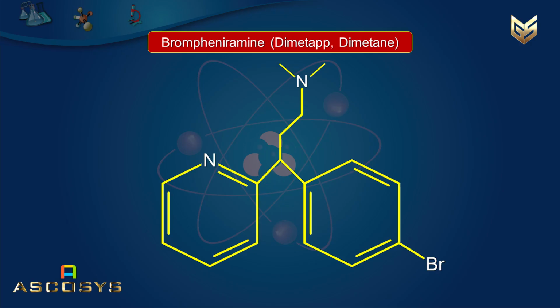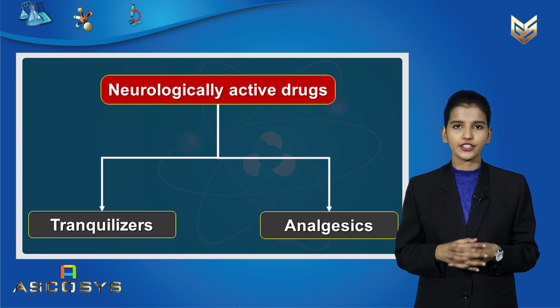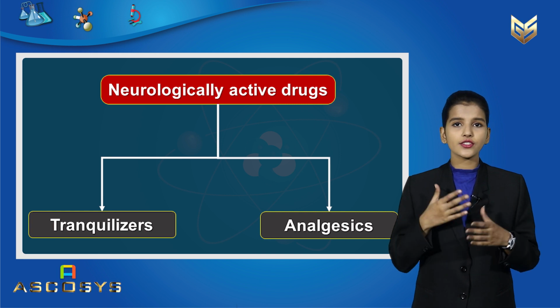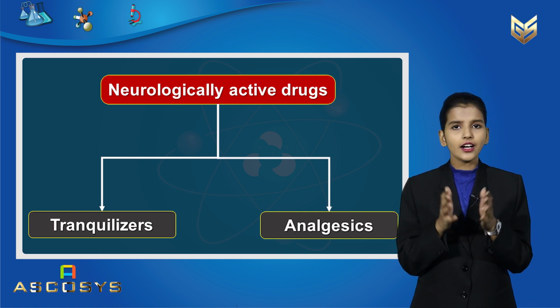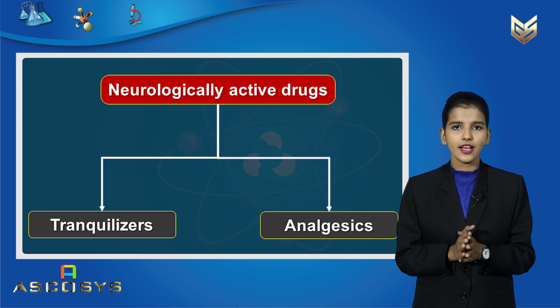Some important examples of antihistamines are brompheniramine and terfenadine. You can see the structures of brompheniramine and terfenadine on the screen. So, these two are important examples of antihistamines. Now, let's move on to another important class of drugs, that is neurologically active drugs. These drugs affect the message transfer mechanism of our body. There are two classes of neurologically active drugs. These are tranquilizers and analgesics.